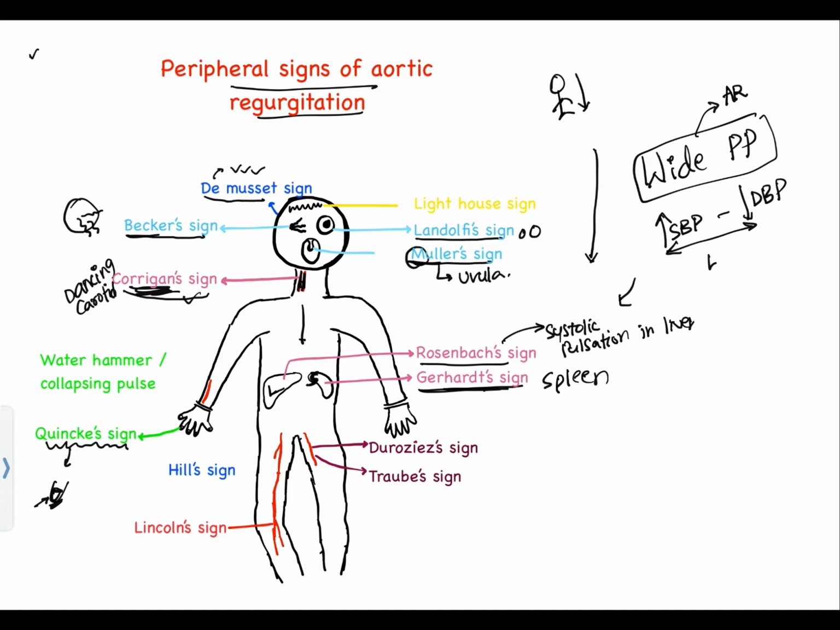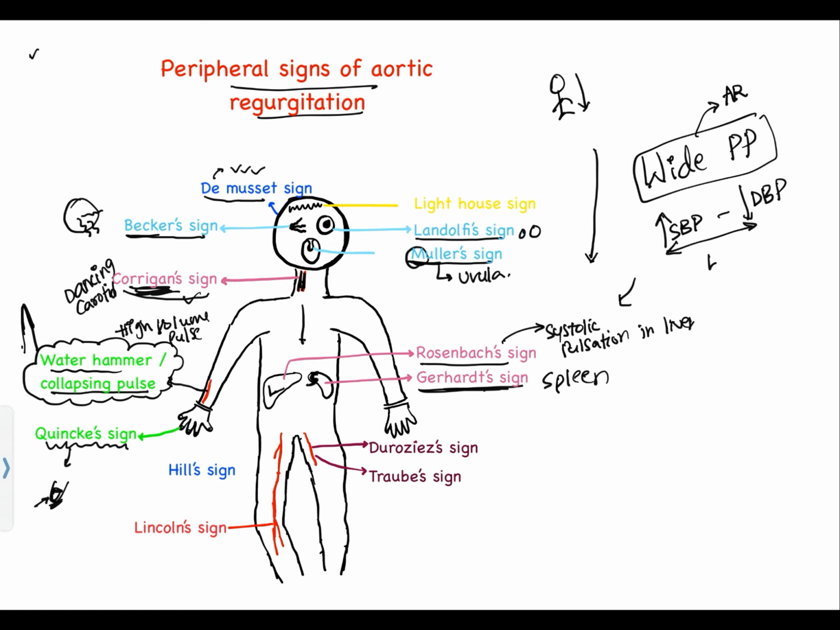And a very important sign seen in the radial artery, that is water hammer sign. It is also known as collapsing pulse. It is a high volume pulse. There is a sharp upstroke and sharp downstroke with ill sustained peak. This is called water hammer pulse.